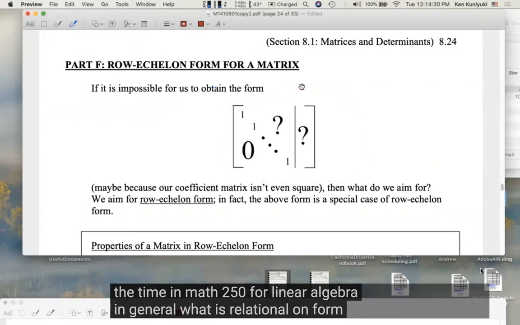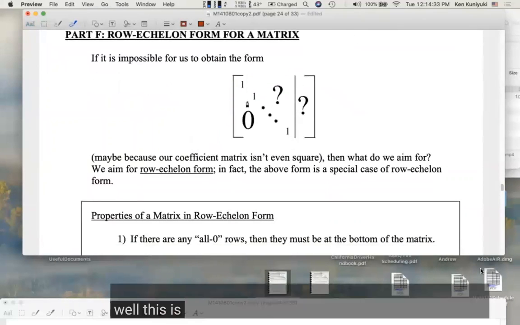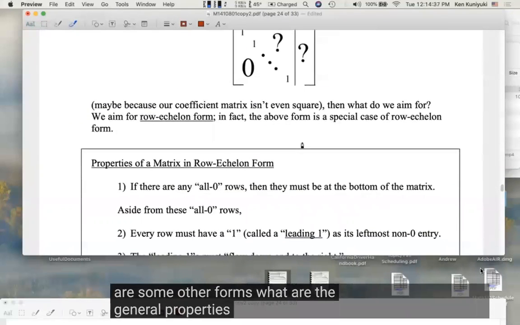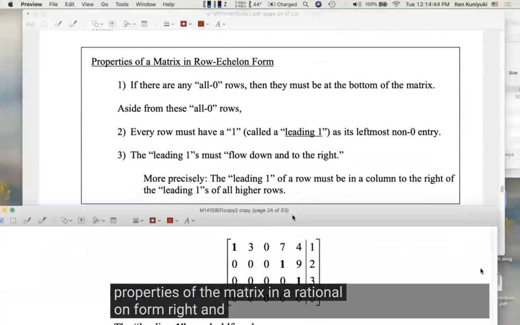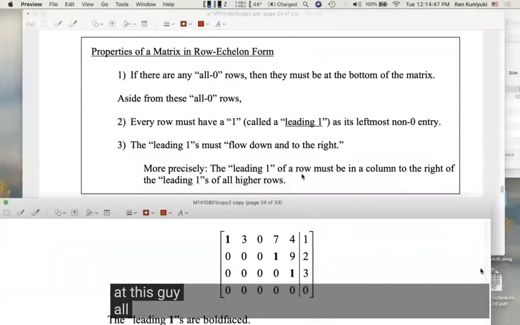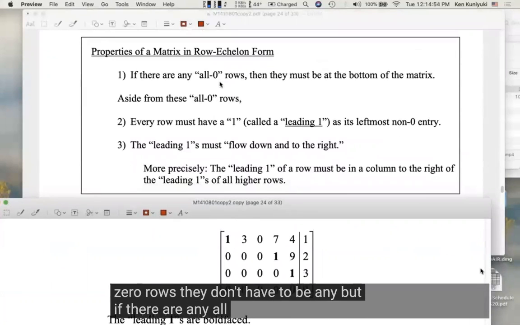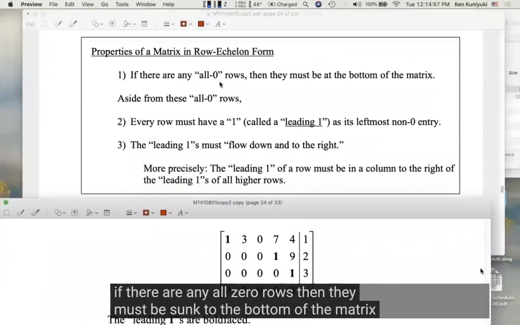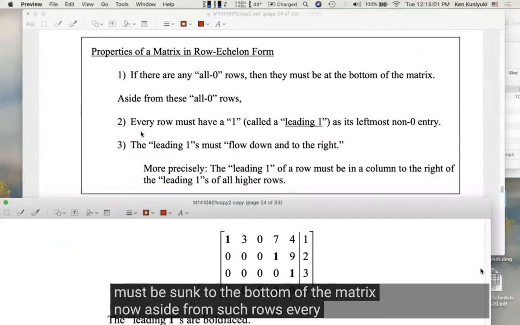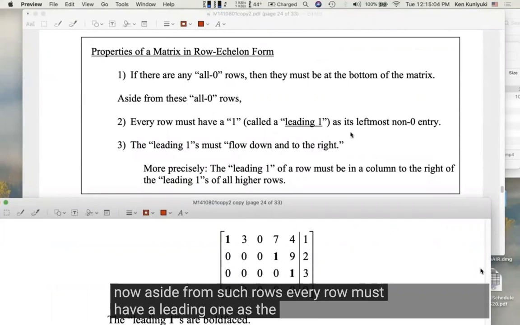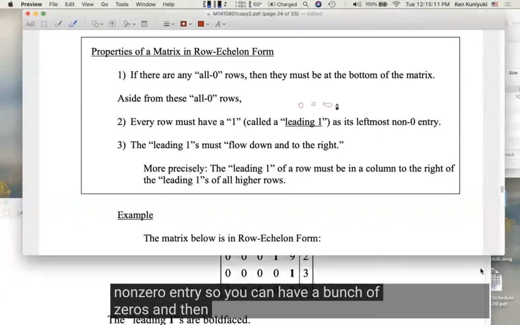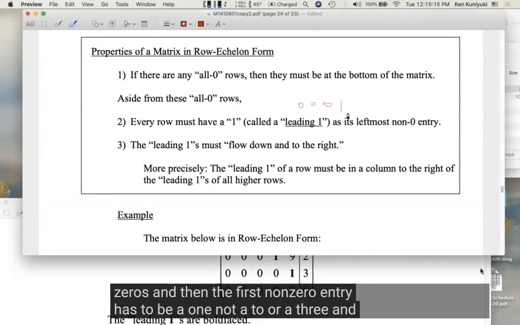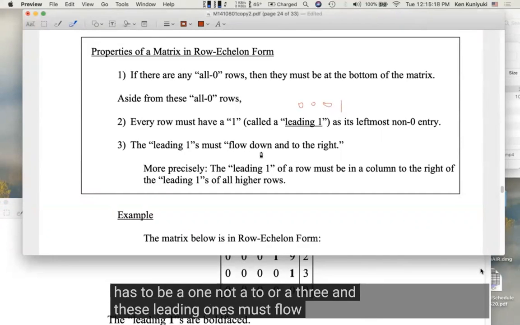In general, what is row echelon form? Well, this is an example of that, but what are some other forms? What are the general properties? So here are the properties of a matrix in row echelon form. And then we'll take a look at this guy. All right, if there are any all 0 rows, there don't have to be any, but if there are any all 0 rows, then they must be sunk to the bottom of the matrix. Now, aside from such rows, every row must have a leading 1 as the leftmost non-zero entry. So you can have a bunch of zeros, and then the first non-zero entry has to be a 1, not a 2 or a 3. And these leading ones must flow down and to the right.